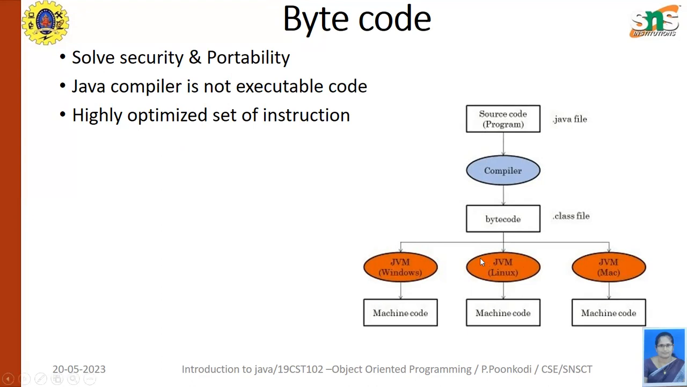This is the diagrammatic representation. The source program, .java files, we give to the compiler javac, and it is converted into bytecode, the .class file. That bytecode file is given to the Java virtual machine. The Java virtual machine is available on all kinds of operating systems, and it converts the bytecode into machine code. Through that, the JRE is used to execute, and it prints the output.